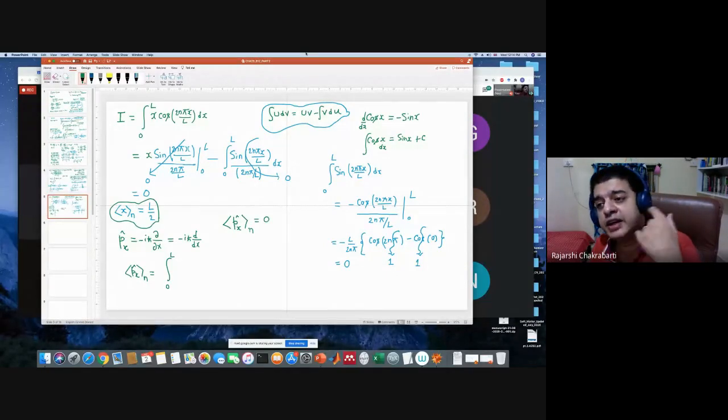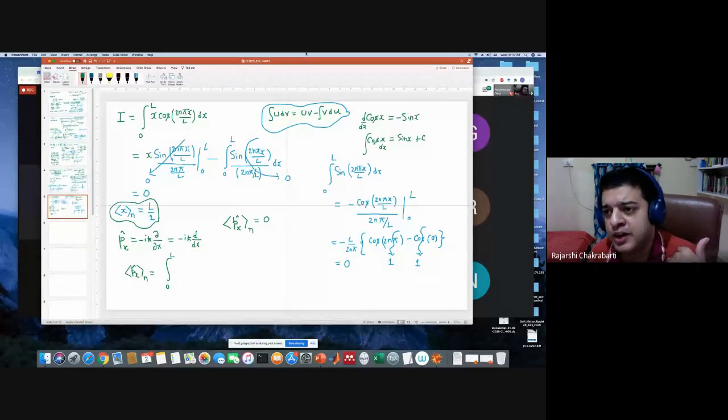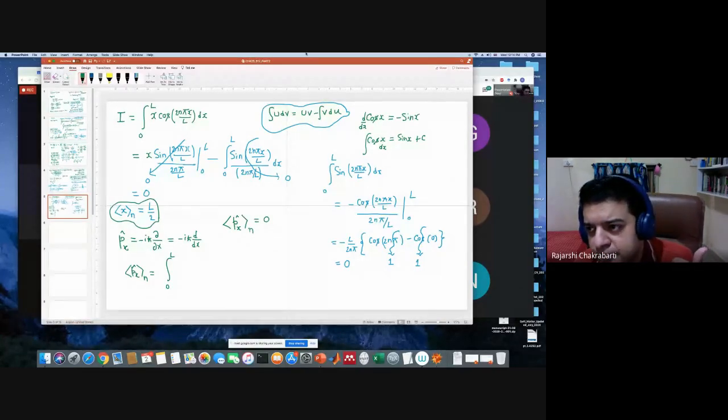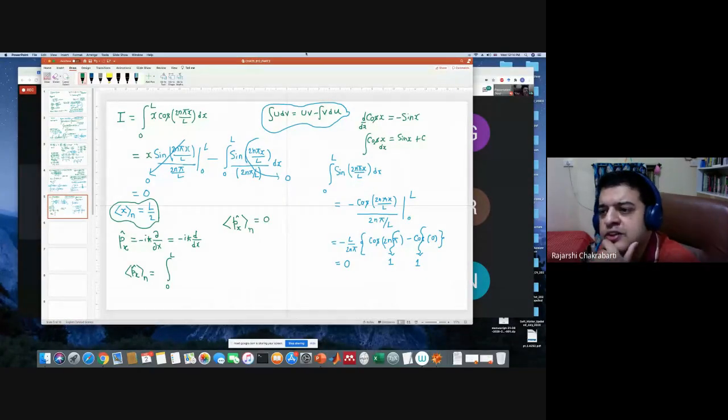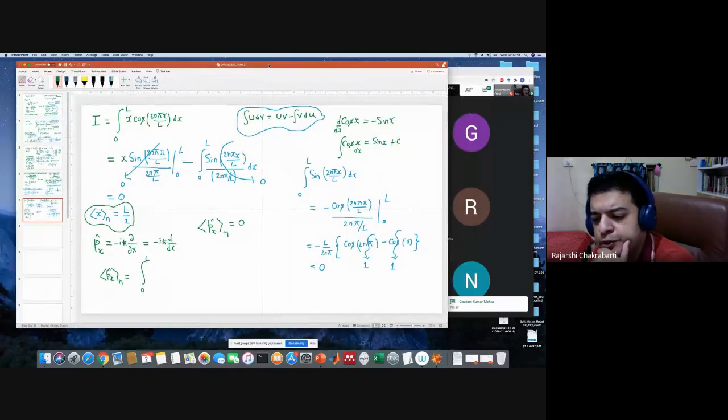But if I keep the length of the box constant, but choose my coordinate system in such a way that the box is from minus L by 2 to plus L by 2, you understand? Minus L by 2 to plus L by 2. So the midpoint is at x equal to 0. Then if you calculate the average position, it is going to be 0. Are you following? It has to be. Go and check. Go do the math.